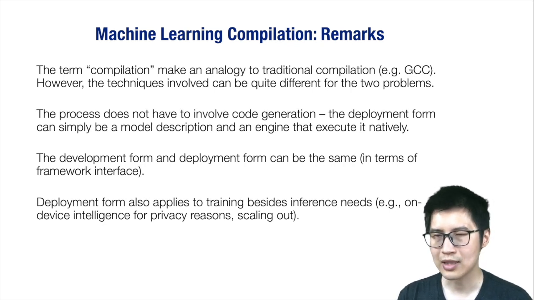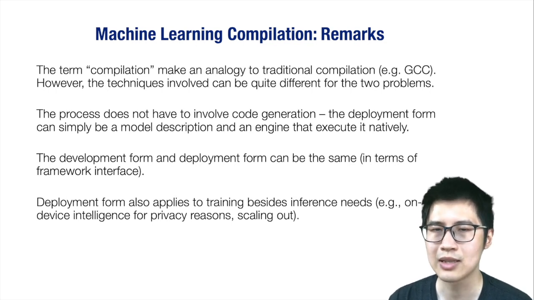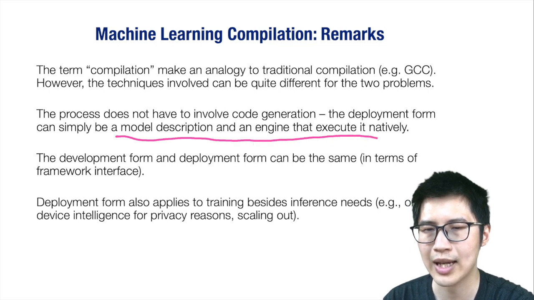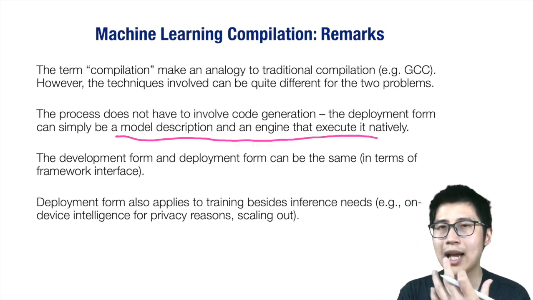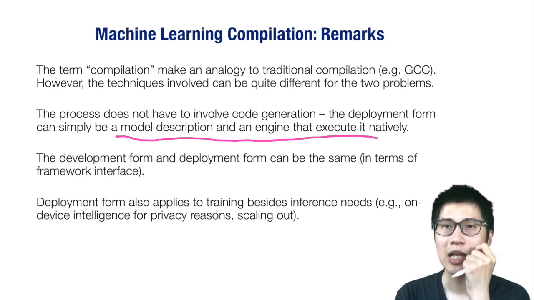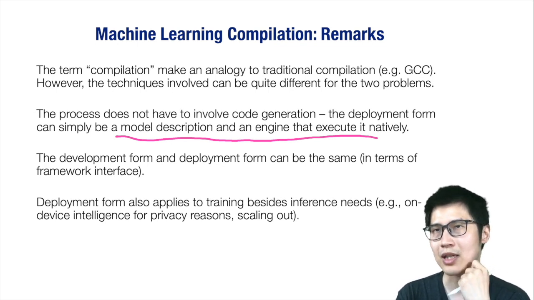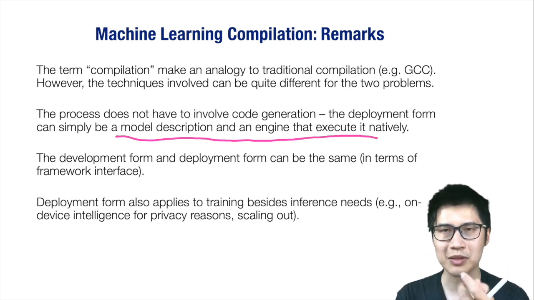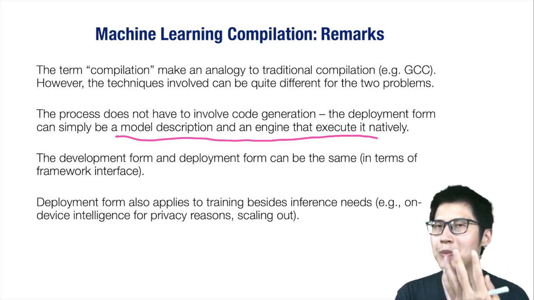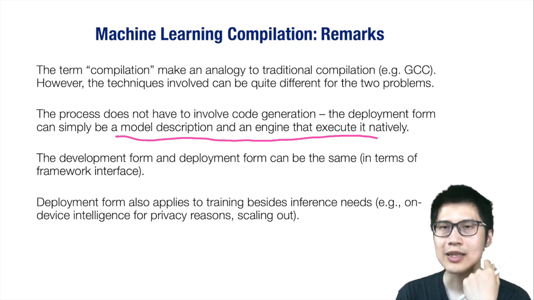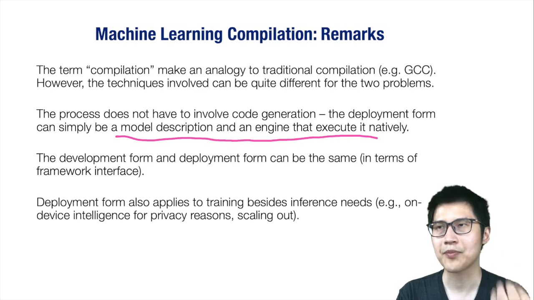One of the key things that we do want to notice is that although we call it compilation, this process doesn't necessarily have to involve code generation. For example, in a lot of cases, the deployment form can simply be a model description and an engine that executes it natively. And this is actually the most common case that we are using to deploy machine learning applications nowadays. However, in a lot of cases, code generation comes in quite handy, and we will be talking about some of the code generation techniques as well in later parts of the lectures.